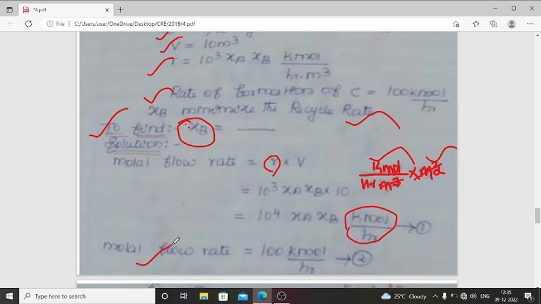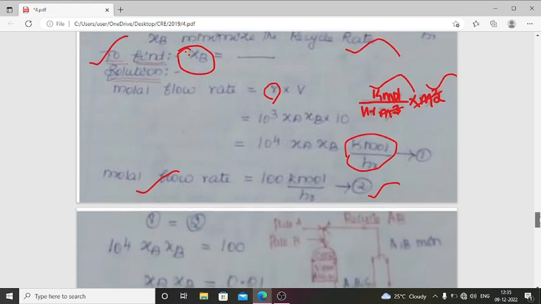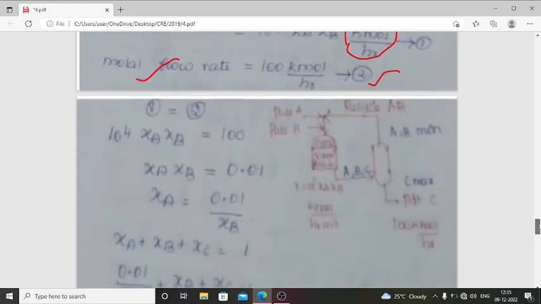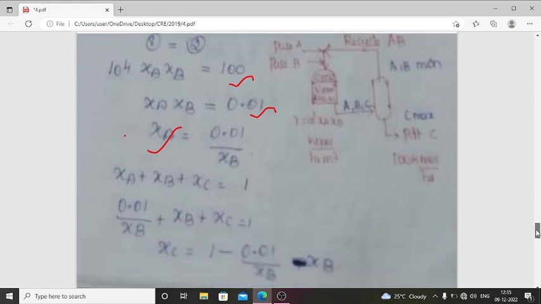What is the molar flow rate here? The molar flow rate is given as 100 kilomole per hour. Refer to the diagram. This is equation number 2. So both are equal now. Equating equations 1 and 2: 10 to the power of 4 XA XB is equation 1, and equation 2 is 100. From these, what is the relation between XA and XB? XA XB is equal to 100 divided by 10 to the power of 4, that is 0.01. XA is equal to 0.01 divided by XB. The sum of mole fractions is always equal to 1.